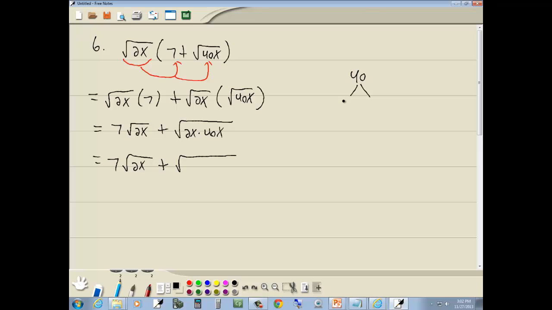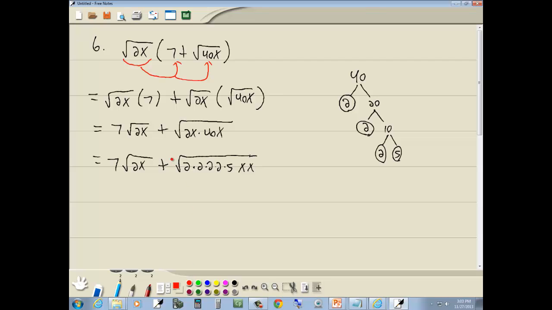40 is divisible by 2. 2 times 20. 2 is prime, so we circle it. 20 is divisible by 2. 2 times 10. 2 is prime, so we circle it. And 10 is 2 times 5. And both of those are prime, so we circle it. Now this 2 just carries down. Now 40 is 3 2's and 1 5. And then I'll put these x's together, like that.